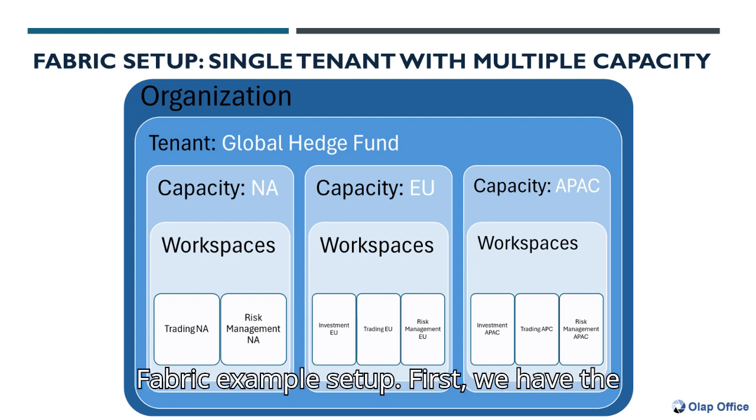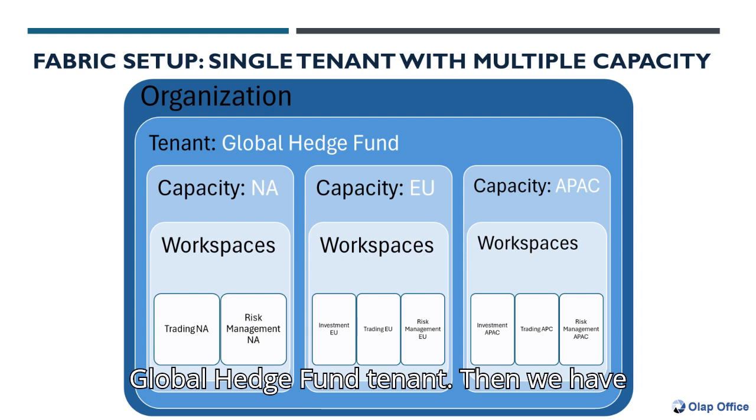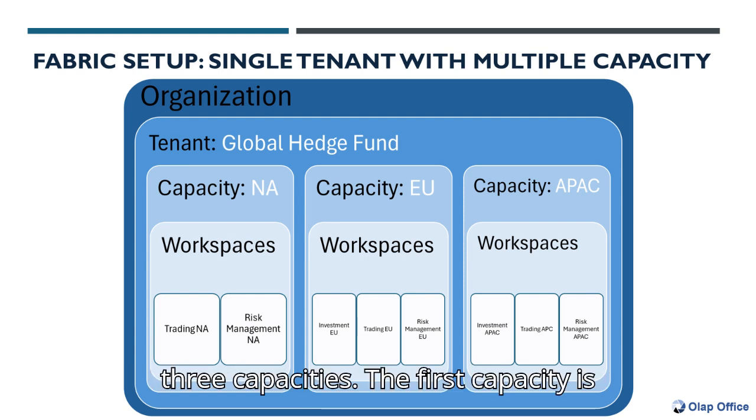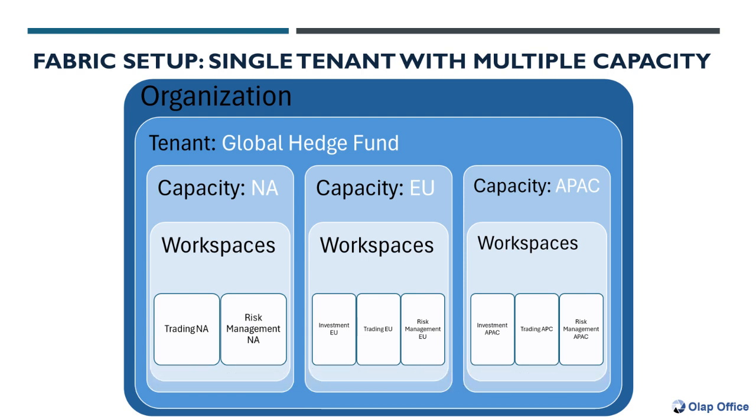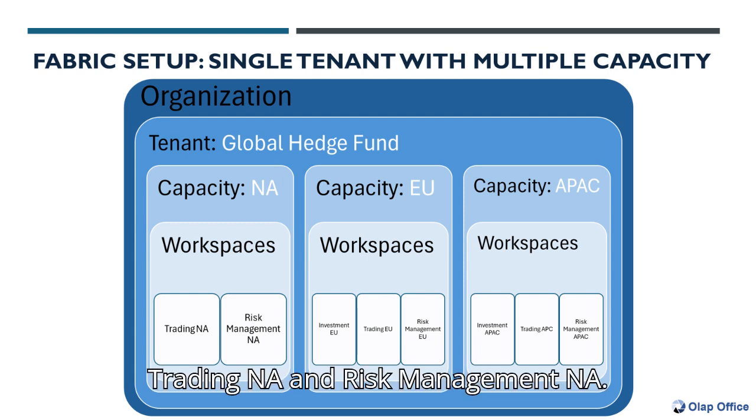Now we explain this Fabric example setup. First, we have the Global Hedge Fund tenant. Then we have 3 capacities. The first capacity is NA for North America. It includes 2 workspaces: Trading NA and Risk Management NA.